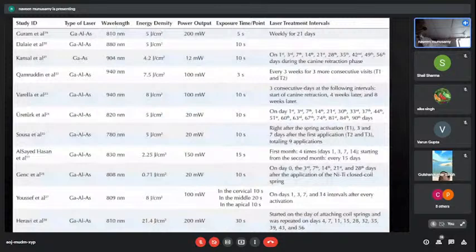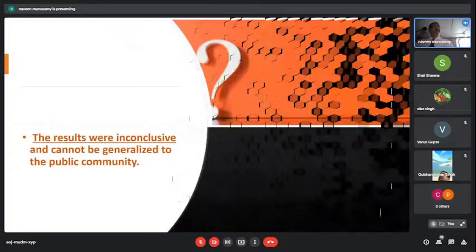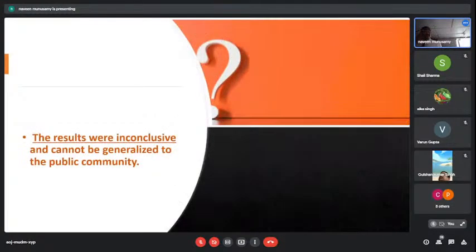There's so much variation in the wavelength. There's so much variation in the energy density, power output, exposure time. Still a lot of variability is there. And in fact, this meta-analysis and systematic review concluded that the results were inconclusive and cannot be generalized to the public community.